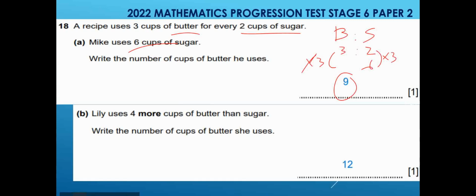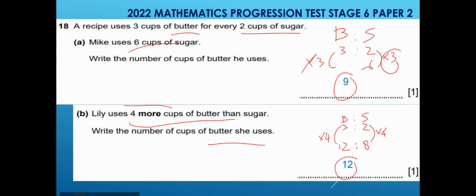So butter to sugar is 3 to 2. So if 4 more butter than sugar, if we continue, 2 times 3 is 6, 2 times 4, the ratio is 3 to 2. Now if above is times 3, now let's times it by 4. 2 times 4 is 8. 3 times 4 is 12. Now we got it that butter 12 is 4 more than sugar. So the number of butter she uses must be 12. That will be the answer. Next.